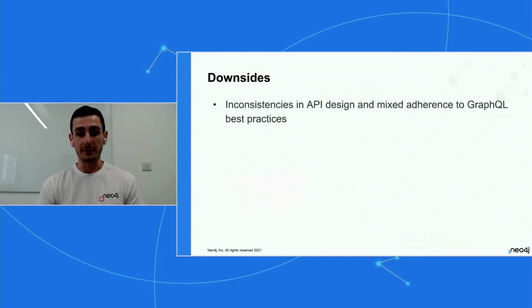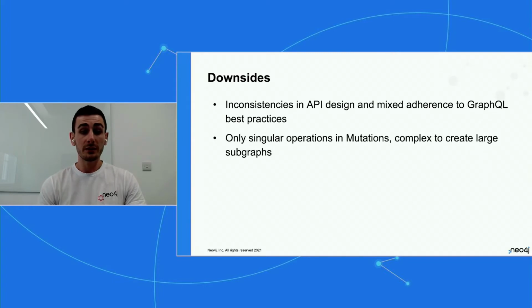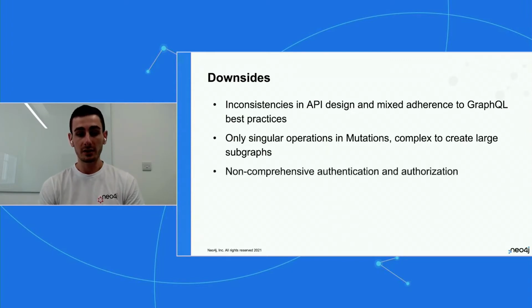However, there were some downsides to that. The API was not so consistent with GraphQL best practices, including the use of input types at the top level. There were just a lot of loose arguments at the top, which made it not such a great developer experience to use. There were only ever singular operations and mutations. You could create a movie or update a movie, which meant it could be complex to create large subgraphs. There was also non-comprehensive authentication and authorization, which, for production applications, is quite essential. In my opinion, these are quite objective things about the old library.